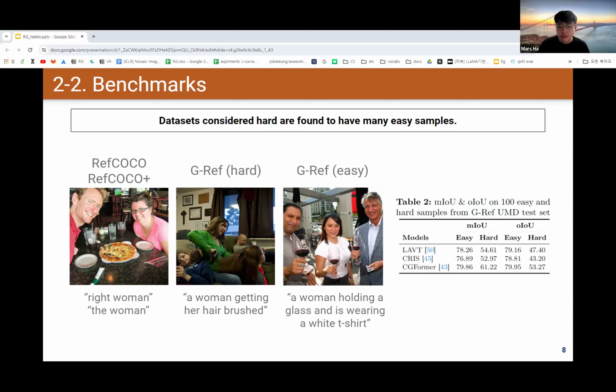So from this observation of data samples, I raised a question if current state-of-the-art models in RIS task can actually perform well in hard scenarios. So we manually picked 100 easy and hard samples each by considering if the whole sentence understanding is required. And many state-of-the-art models in RIS task indeed have performance gaps, as in the table.